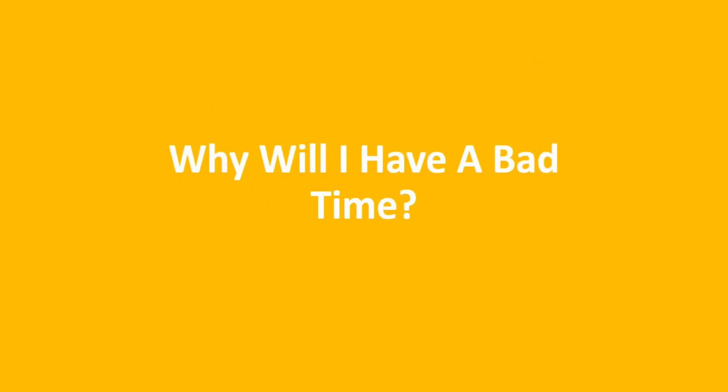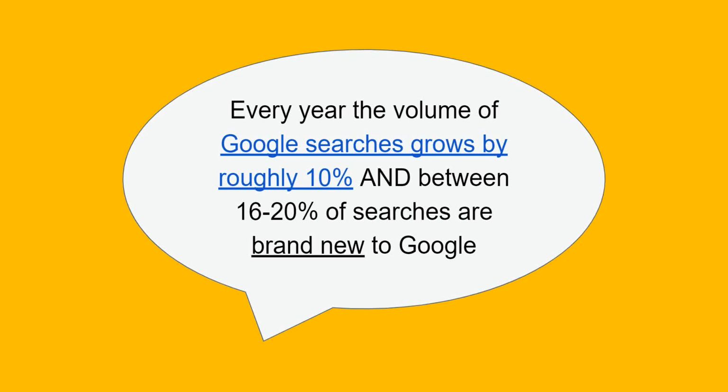Why will you have a bad time, you might ask? Well, to put it simply, the numbers don't lie. We've talked about growth a lot within spend and impressions, but now we're also just going to look at some other metrics. Notably, some stats taken from a blog post earlier this year by our content team really highlight this issue. Every year, the volume of Google searches grows by roughly 10%, and between 16 to 20% of the searches in total to Google are brand new, meaning they've never been searched before in that exact word order or phrasing, and Google and us as advertisers have never seen them before.